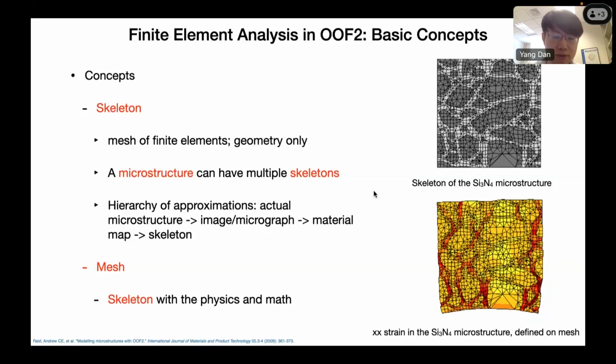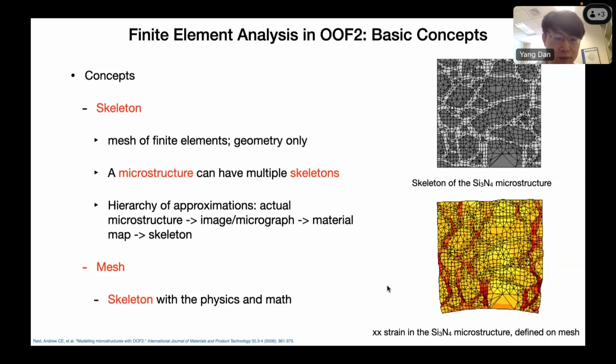Also, similar to the images case, a microstructure can have multiple skeletons based on how many features you want to look at. And here there is an interesting hierarchy of approximations. The actual microstructure that we are investigating can be approximated by the image or the micrograph that we feed into the UF2 software, and the material map can be the approximation of the image or the micrograph, and the skeleton can also be another approximation to the material map. Yeah.